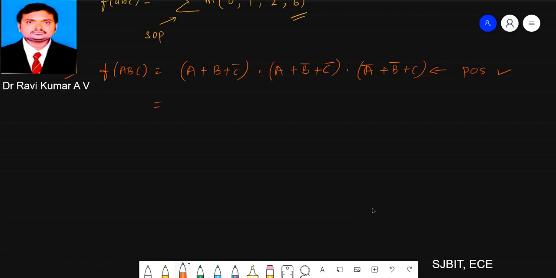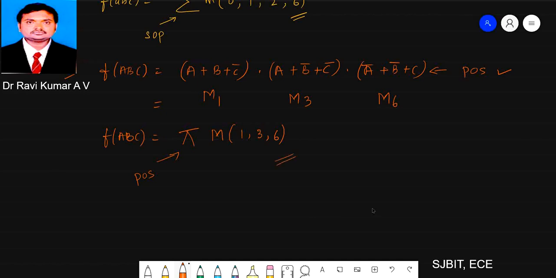Let me write the max term numbers. Here we consider zeros, so instead of 1 it is 0, so 001, it is M1. This is 011, it is M3. This is 110, so it is M6. So here f of ABC, it is in the POS form, that is a product of sums. We represent it as pi capital M of 1, 3, 6. So pi indicates that it is POS form.